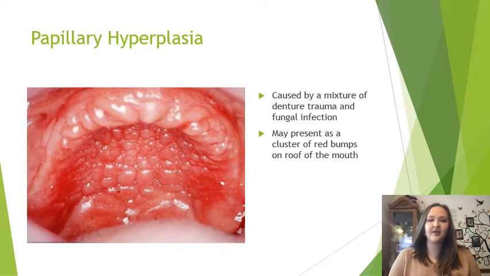Papillary hyperplasia, another big word. This is a lesion created by both dental trauma and also a fungal infection. So both contribute equally. This is a lesion that's going to present as clusters of red bumps on the roof of your mouth. It's usually not painful, but it can be uncomfortable, and it also prevents you from wearing your dentures correctly because it prevents a tight seal.